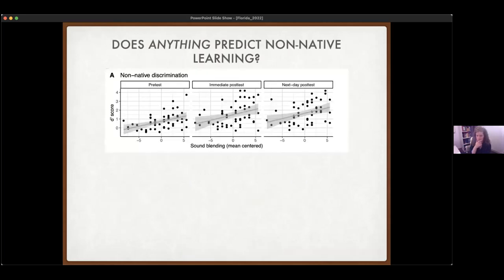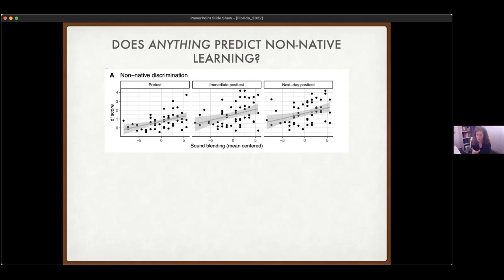So you might ask, well, does anything predict this? Do we have any clue at all why some people are good non-native learners? Pam Furmeister has also answered this question. We find that, interestingly enough, the ability to learn, but also just to perceive these contrasts, is, among the many individual differences measures we've taken, best predicted by a measure called sound blending.